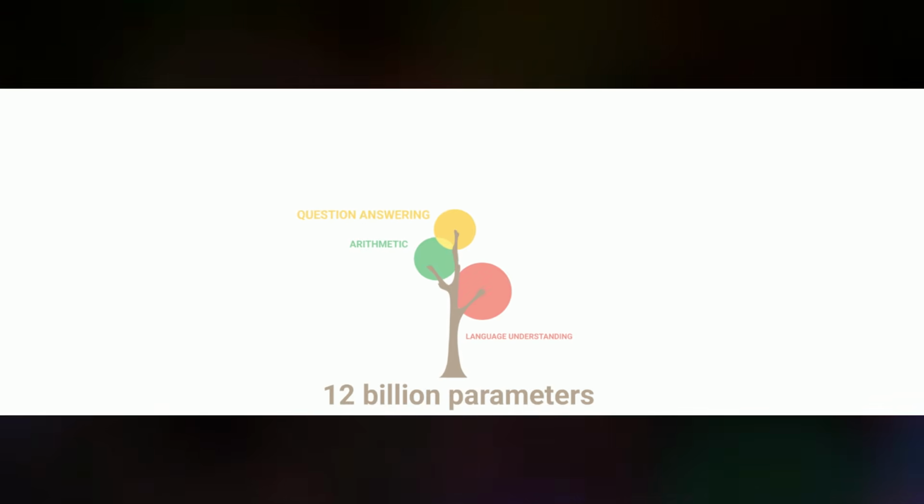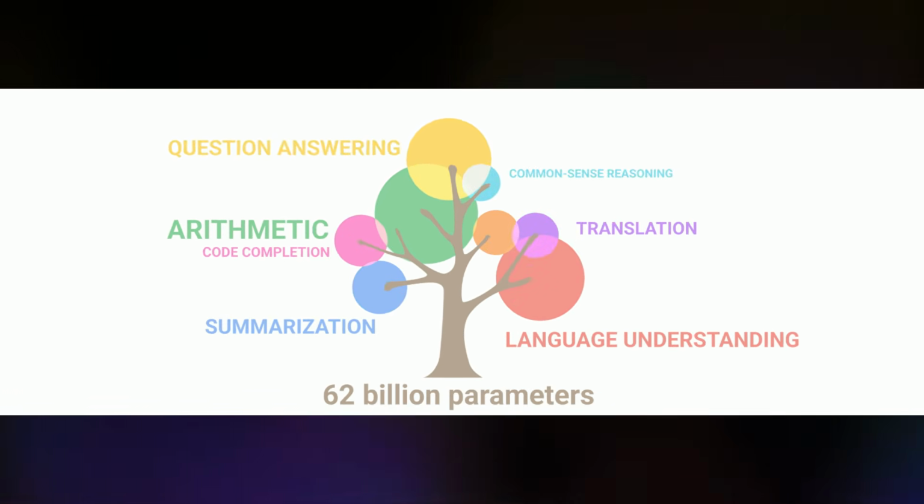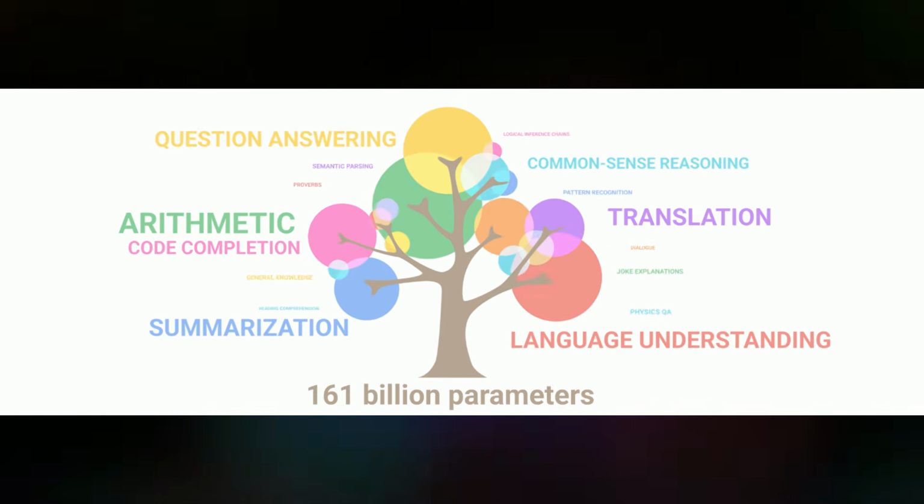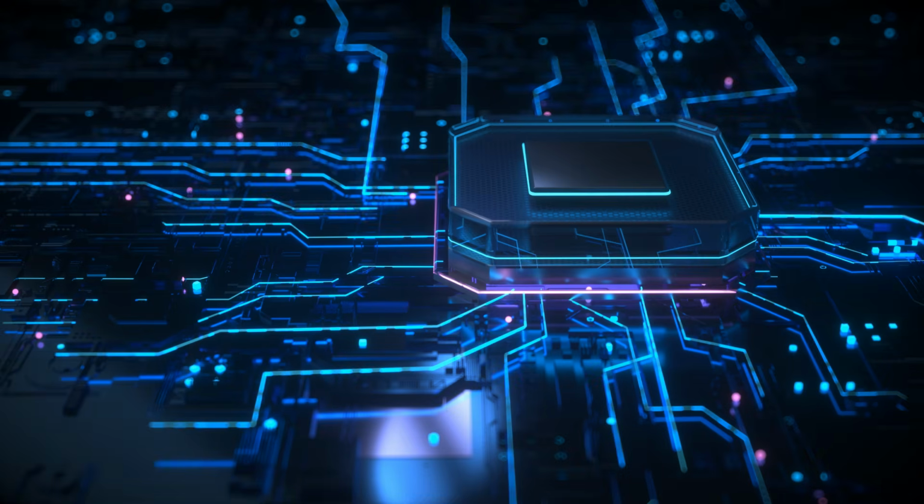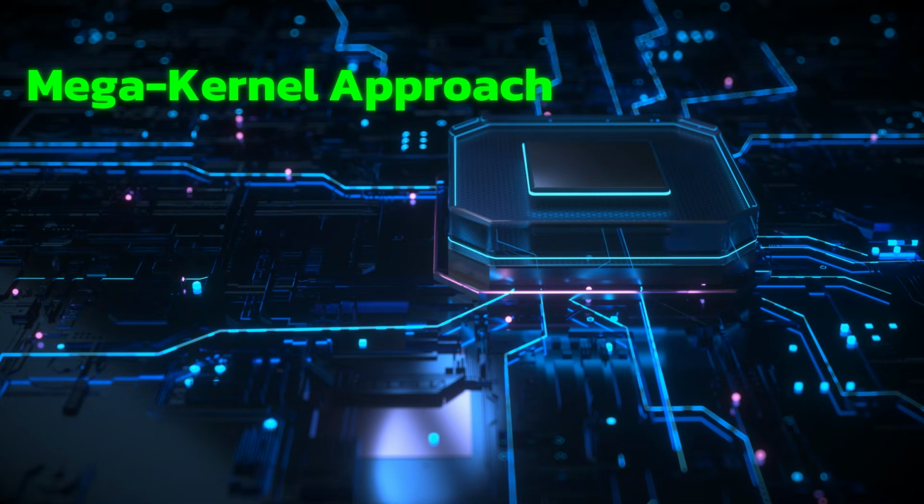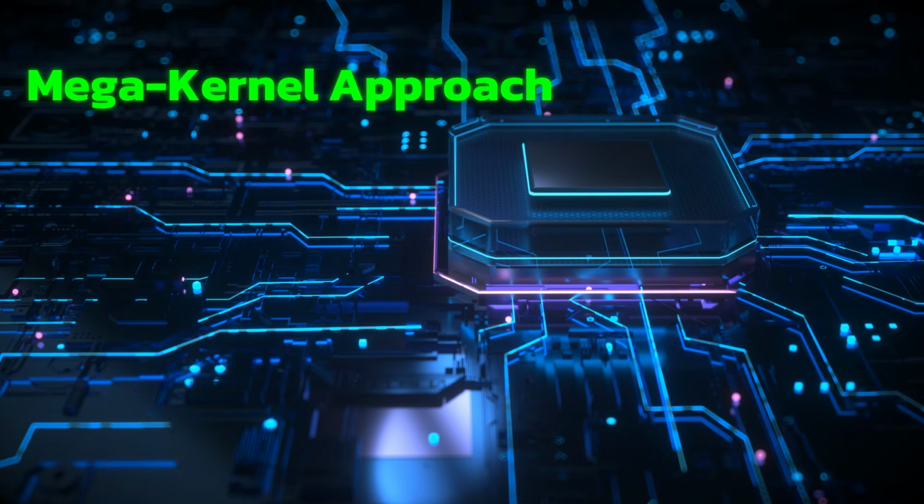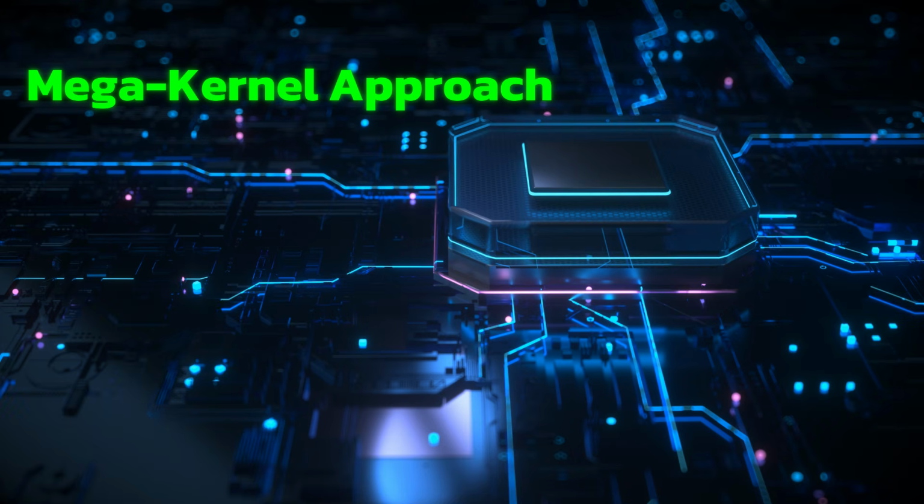A 1.6 trillion parameter model is not just AI research, it's hardcore engineering. At this scale, even tiny inefficiencies become massive problems. So DeepSeek had to build something called the Mega-Kernel approach, where the biggest challenge is simple: balance the hardware perfectly. Let's break it down. First, the golden hardware ratio.